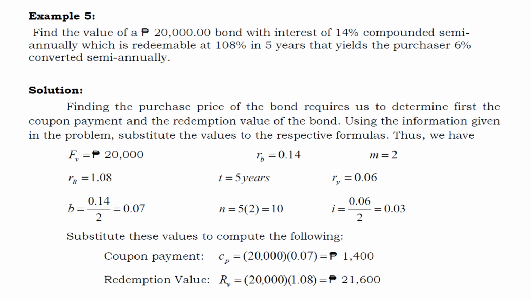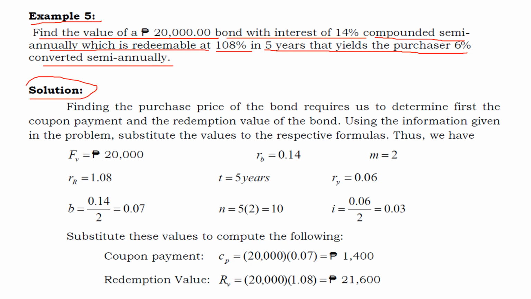Now let's deal with example number 5. Find the value of a 20,000 pesos bond with interest of 14% compounded semi-annually, which is redeemable at 108% in 5 years, that yields the purchaser 6% converted semi-annually.